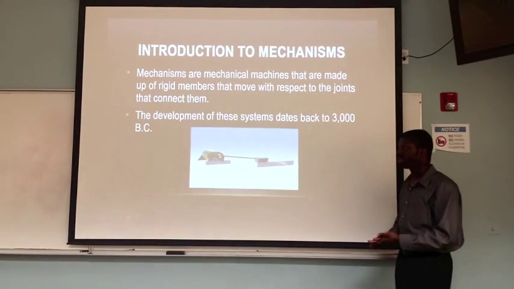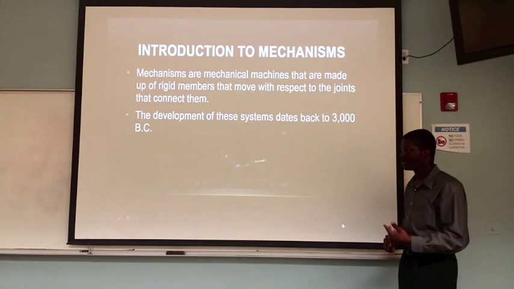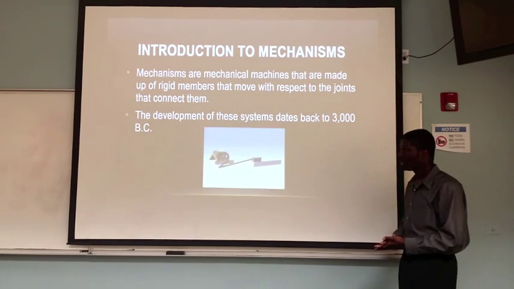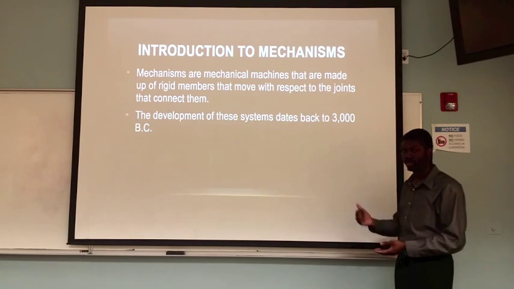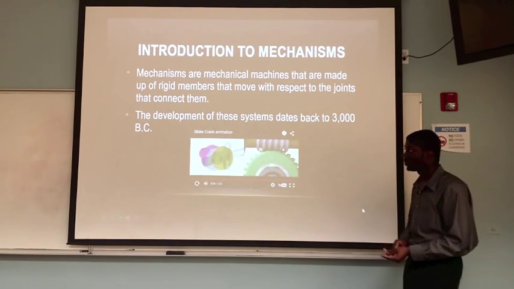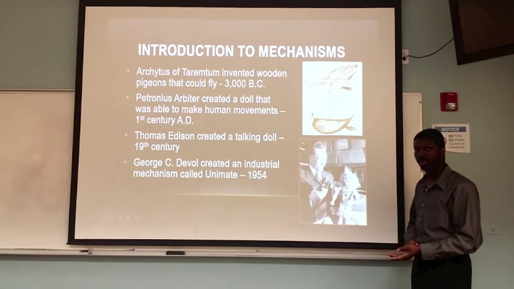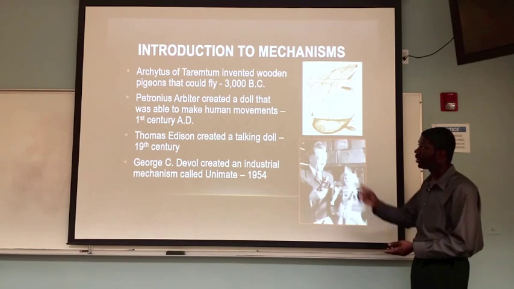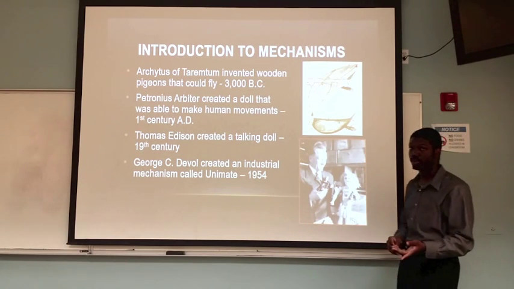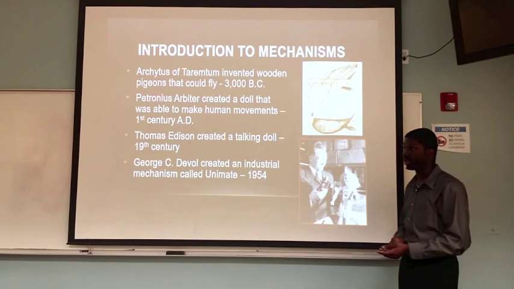Now, mechanisms aren't anything new. We've made advancements with modern technology. However, you can find examples of mechanisms dating back to 3000 BC. Here are a few examples of early mechanisms. On the top is a wooden bird that can fly, created by architects of Tarentum in 3000 BC. On the bottom, we have Thomas Edison, who created a wooden dog that could talk.